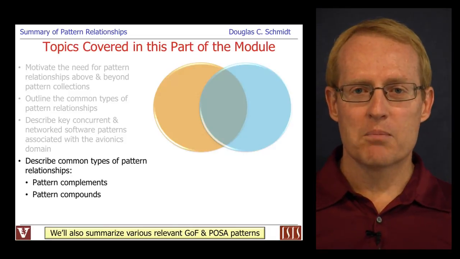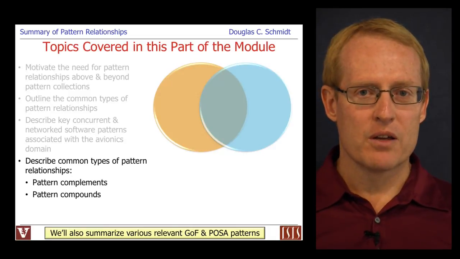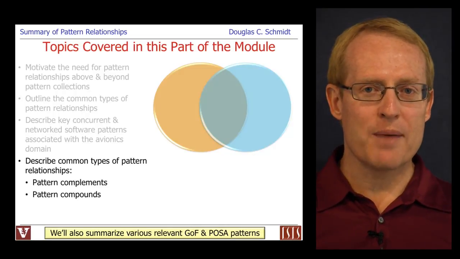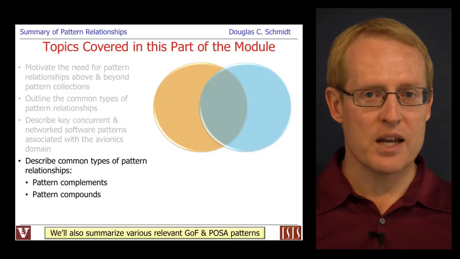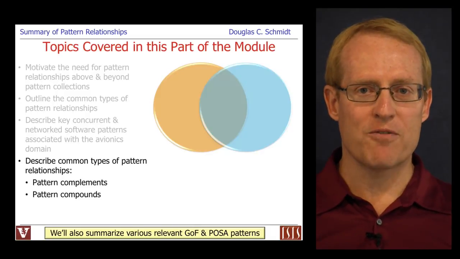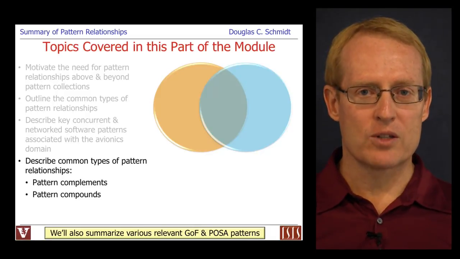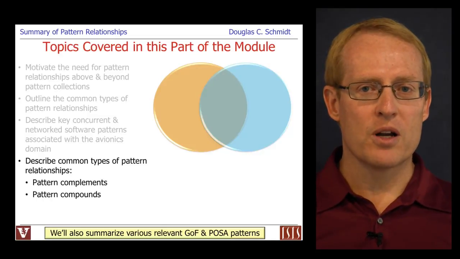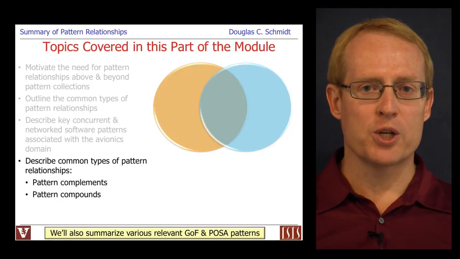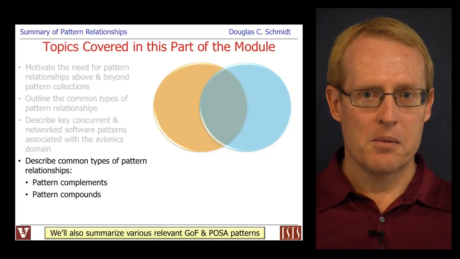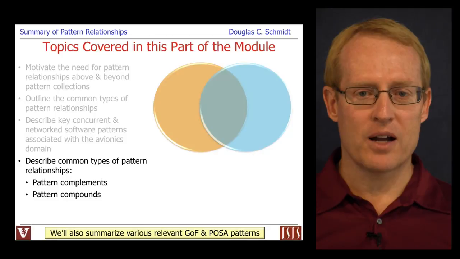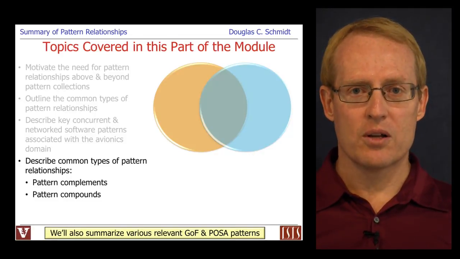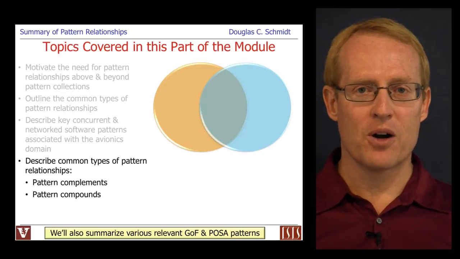Part 2 provided a motivating example from the domain of avionics control systems in order to describe some of the key patterns associated with concurrent and network software for distributed real-time and embedded systems. This section starts to delve deeper into some of the pattern relationships. We'll be focusing on pattern complements and pattern compounds. We'll also summarize some additional patterns that you'll find in the Gang of Four and POSA books.